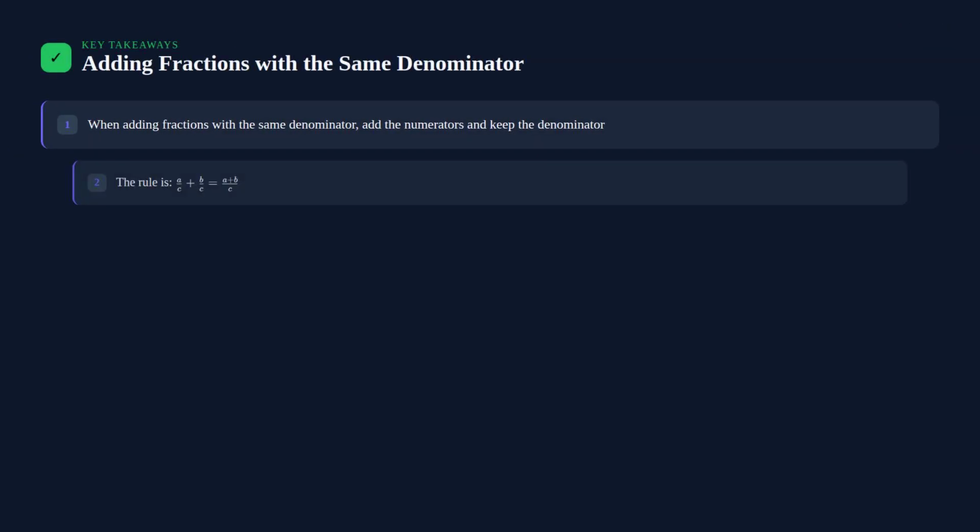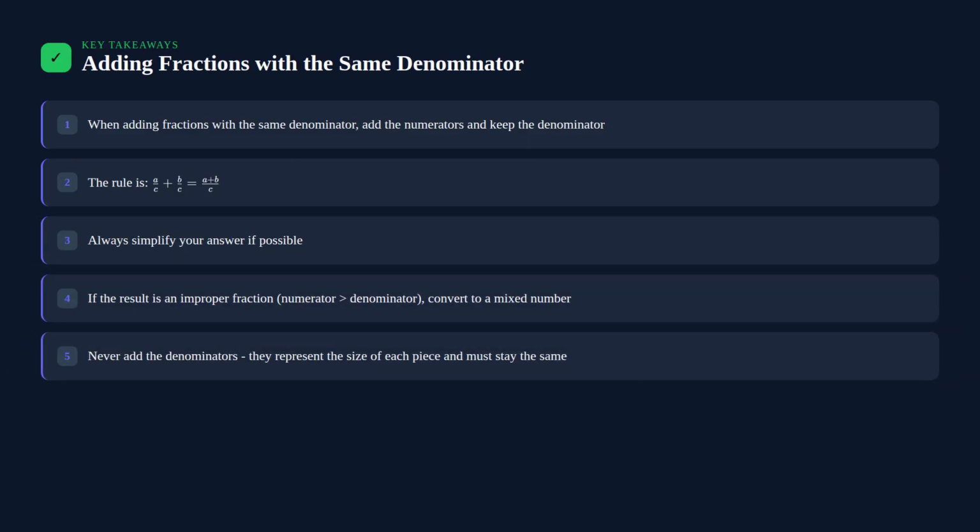Let's review the key points. First, when adding fractions with the same denominator, add the numerators and keep the denominator. Second, the rule is a over c plus b over c equals a plus b over c. Third, always simplify your answer if possible.